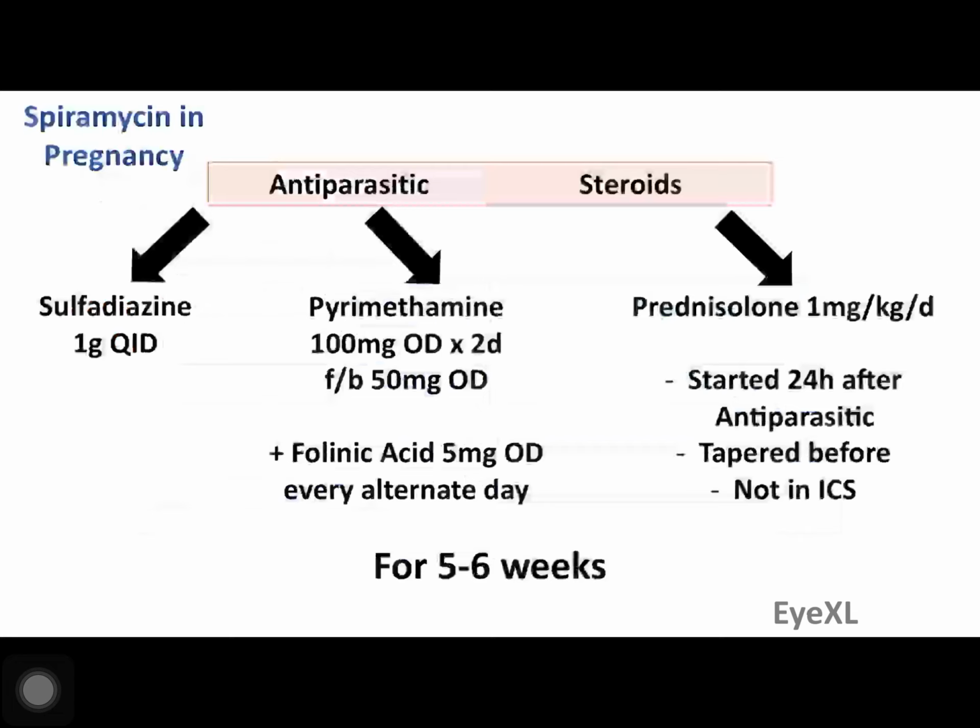The dosages are as shown in the slide. One addition to pyrimethamine that always needs to be made is folinic acid. So this is to prevent any bone marrow suppression due to the pyrimethamine that we are using.